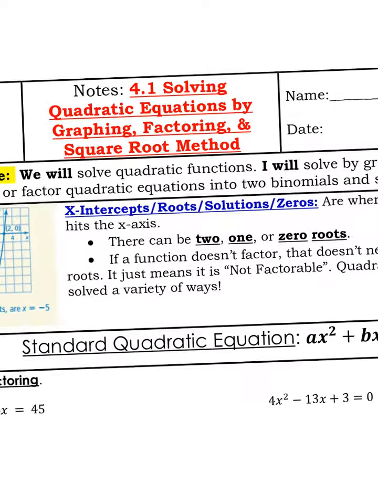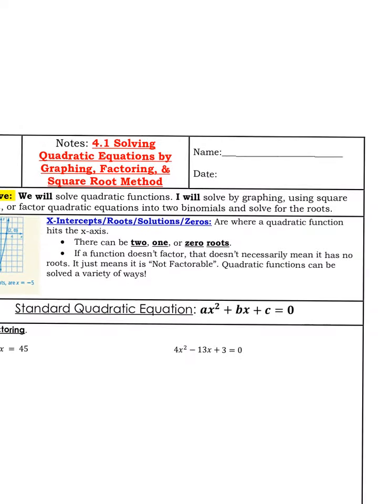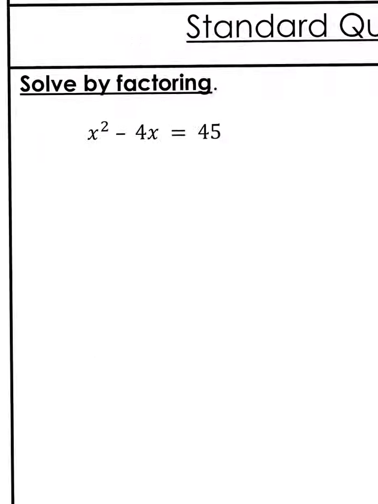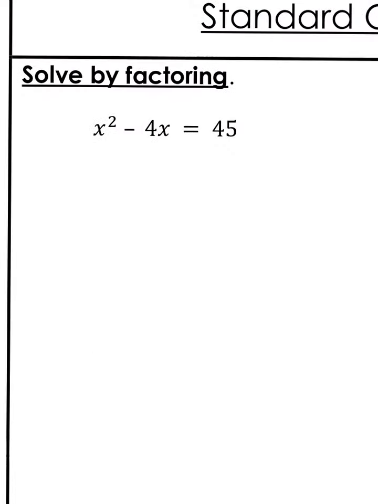X-intercepts are also called roots, solutions, or zeros, okay? And you can intersect with the x-axis 2 times, 1 time, or 0 times. Factoring is probably the most common method we do in algebra class. If you get stuck on factoring, maybe the function doesn't factor, that doesn't necessarily mean it has 0 roots. It just means it's not factorable. There's a variety of ways you can solve quadratic functions, and we're going over 3 different ways in this video, so just keep that in mind for the future. Let's get started by solving this one by factoring.